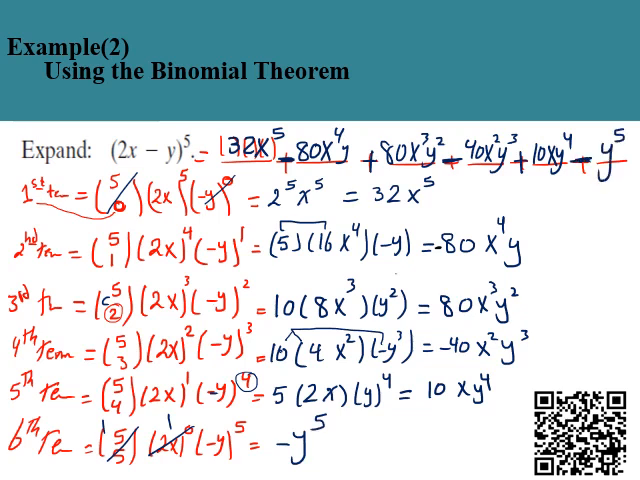Notice that if you have a binomial expansion to the power of 5, it gives me the first term positive, but the second term negative, then positive, then negative, then positive, then negative.